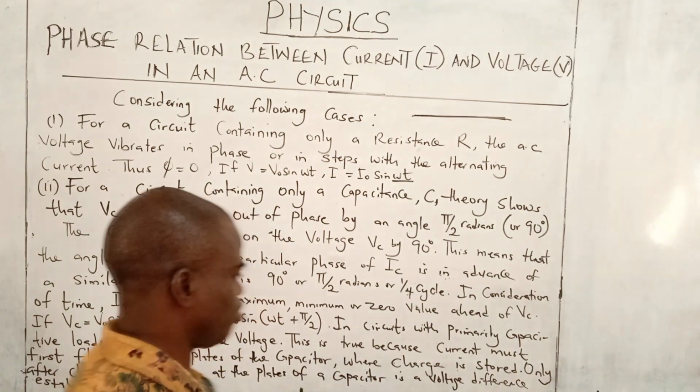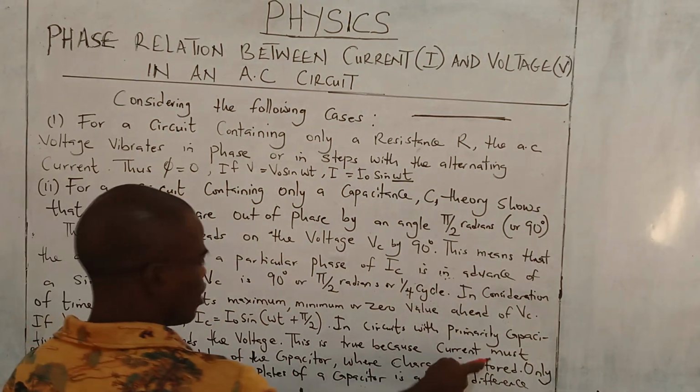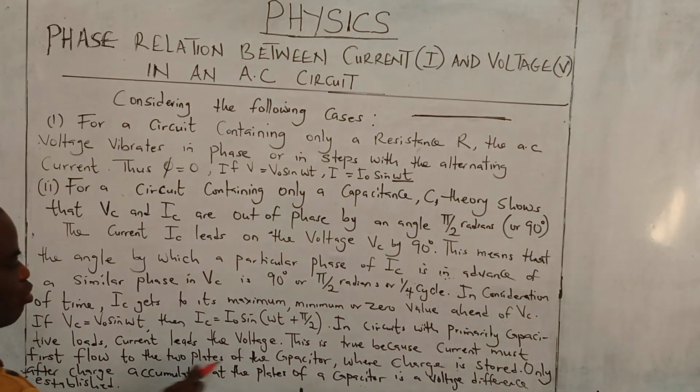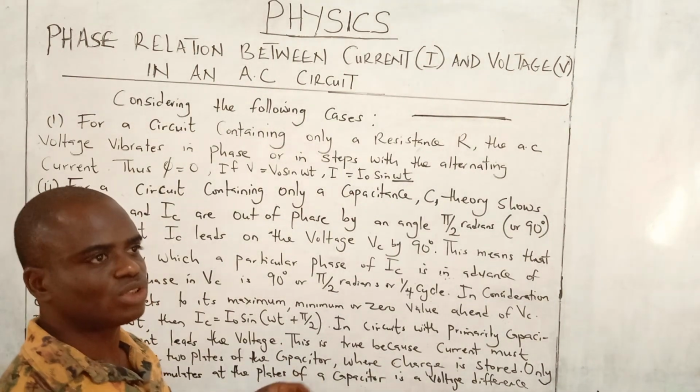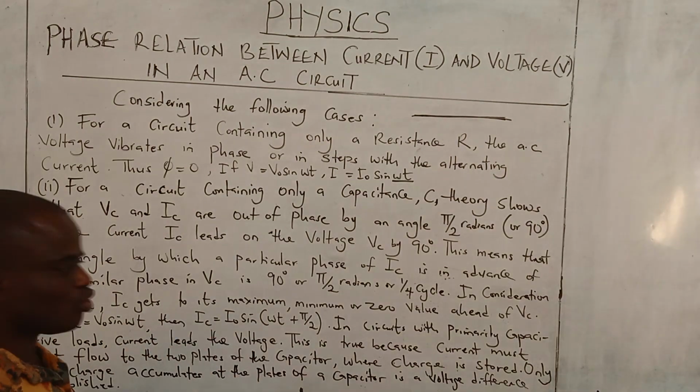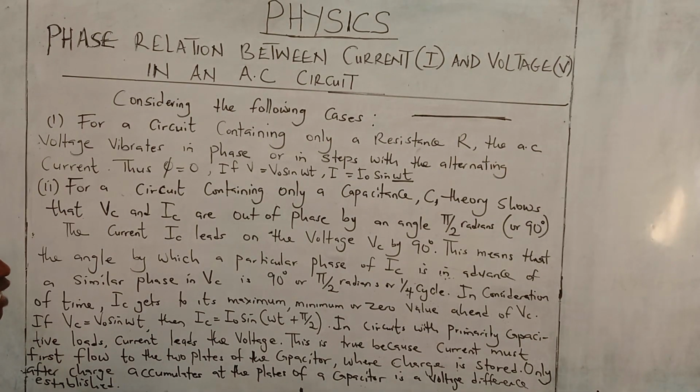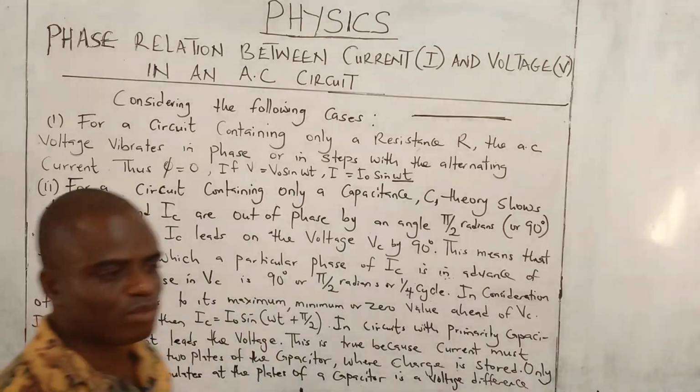voltage comes into play. This is true because current must first flow to the two plates of the capacitor where charge is stored. Charge is stored at the two plates of the capacitor. Current must first flow there. Only after charge accumulates at the plates of the capacitor is a voltage difference established.